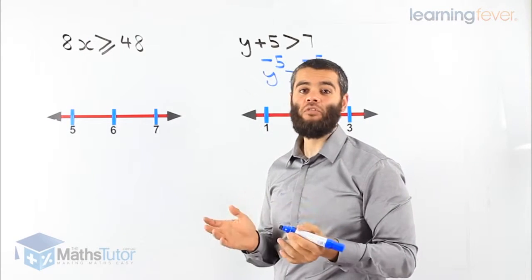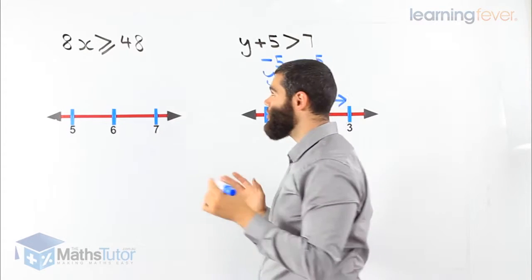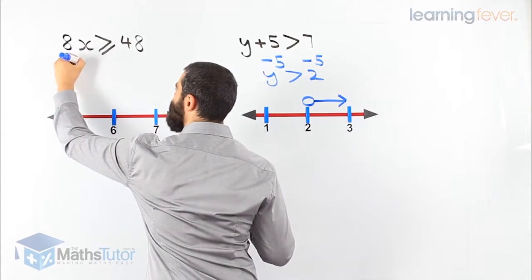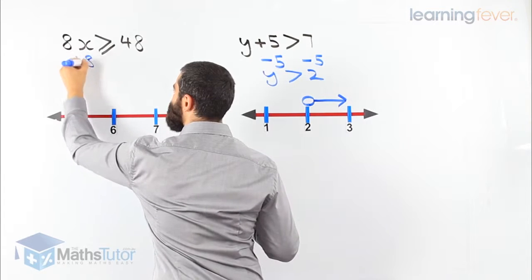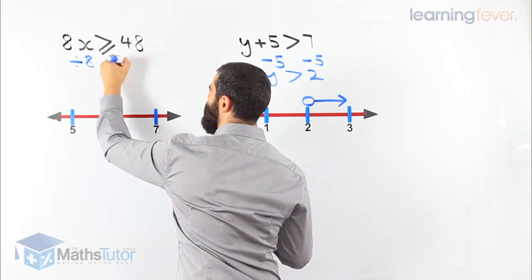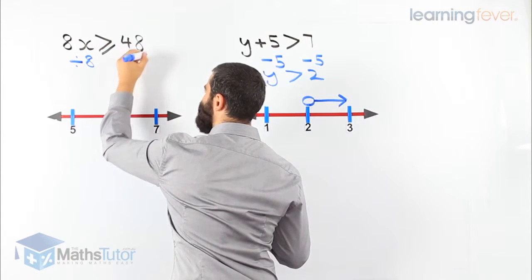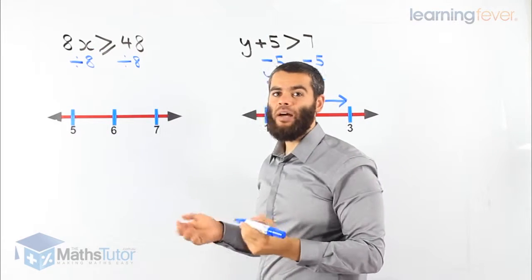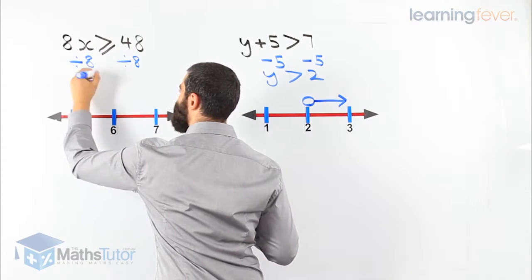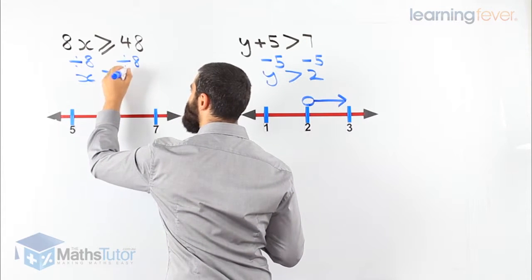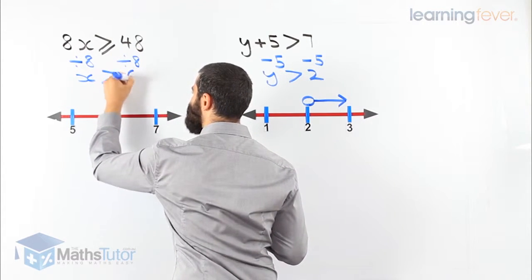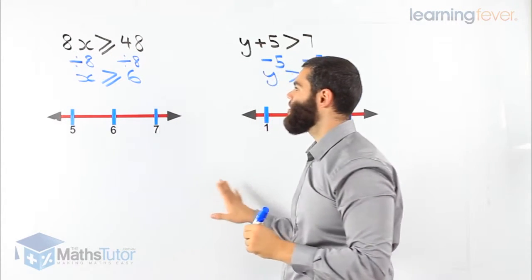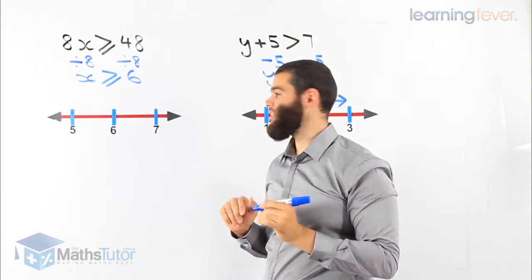Again, we are asked to solve and then graph. We're going to solve it simply by dividing by 8. And what we do to one side, we do to the other side. Divide by 8. 8 divided by 8 is 1. 1x is greater than or equal to 48 divided by 8 is 6. So x is greater than or equal to 6.